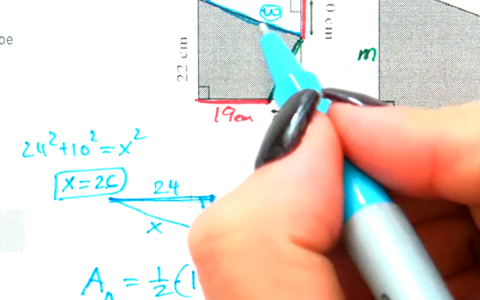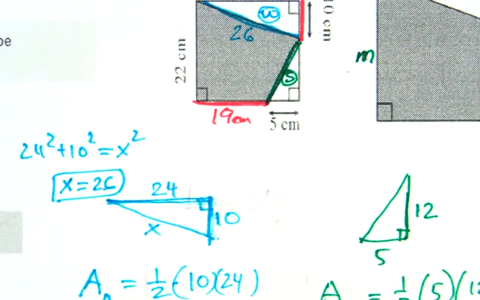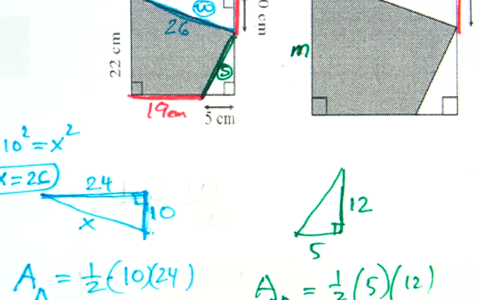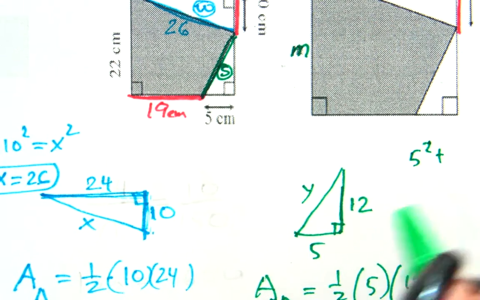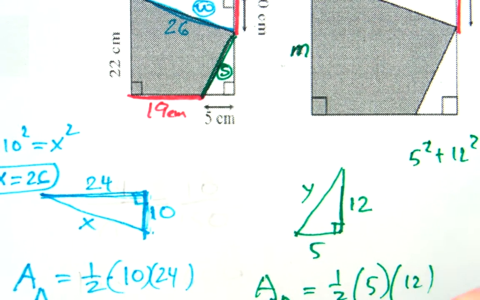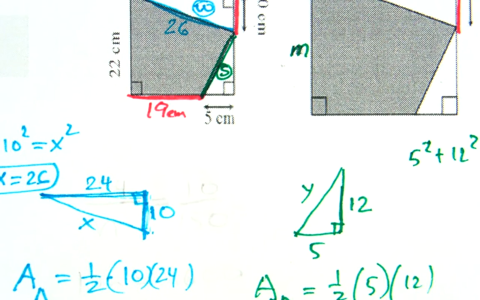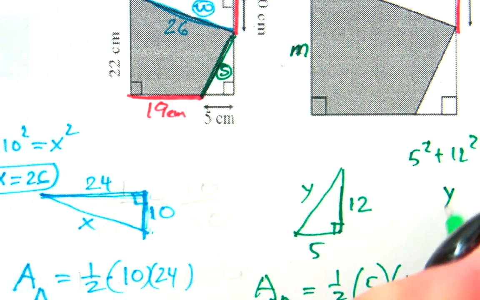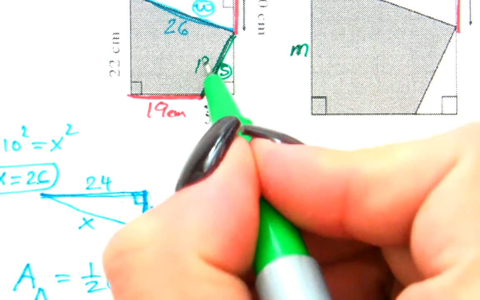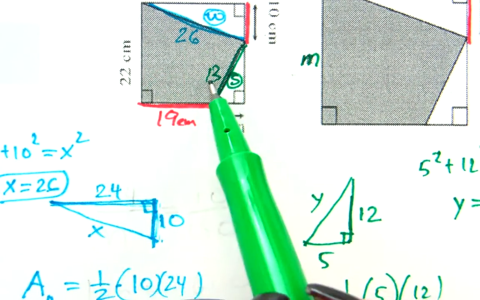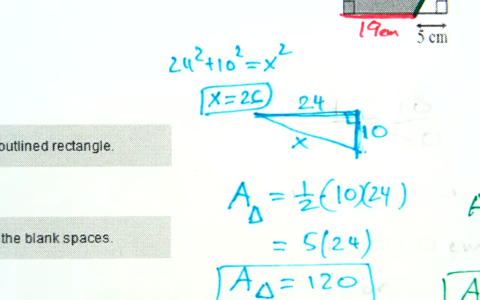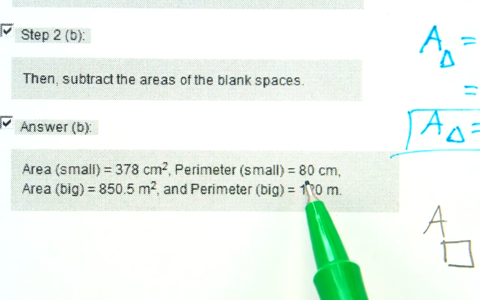Okay, so this length is 26, and then this length, the green one, I should say. So 5 squared plus 12 squared is going to be your y squared, if we call that y. So the square root of 25 plus 144 is going to be 13. So this part's 13. Now add them up. 19 plus 22 plus 26 plus 13, and you should get the perimeter for the small one is 80 centimeters.